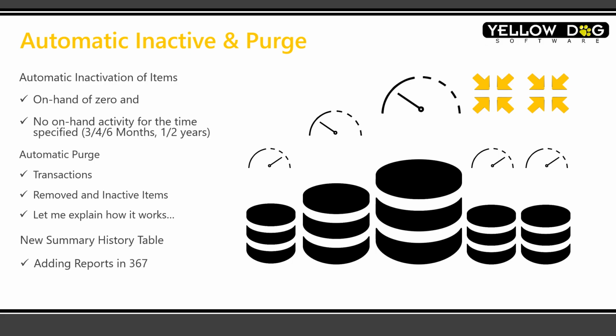There's also a new summary table that we added into 366 where we will store forever sales, on hand, and purchasing activity. We're adding new reports against this table in version 367, so you'll be able to look at summary information forever.